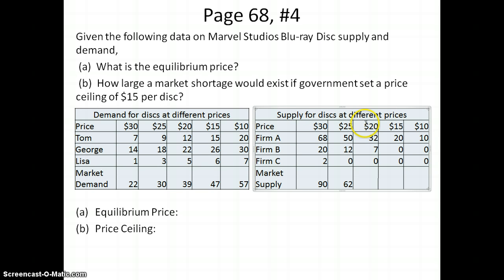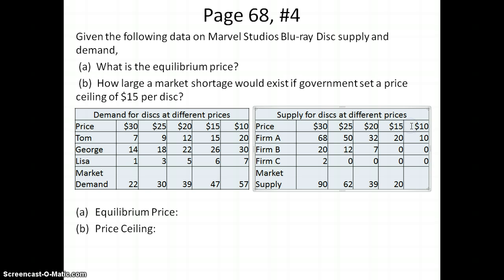When it falls even further to $20 per disc, A is willing to make 32, B is only willing to make 7, and C is still not wanting to produce any. So 32 and 7 gives us a total of 39 discs provided. Then when the price falls to $15, Firm A is willing to still produce 20, and both B and C don't want to make any. So they're the only firm producing, and that means the total market is producing 20 Blu-ray discs.